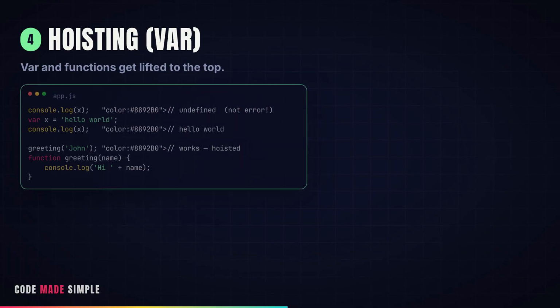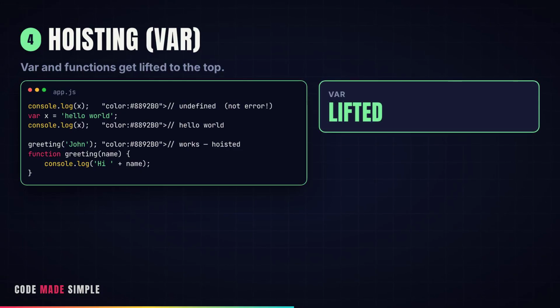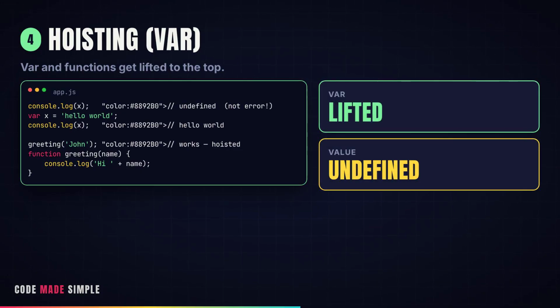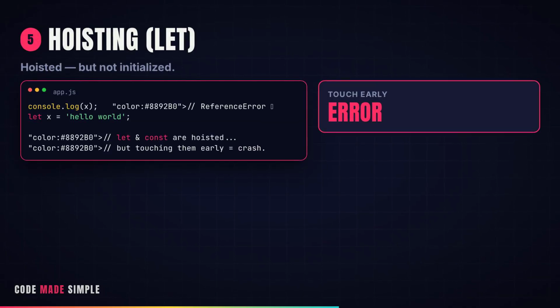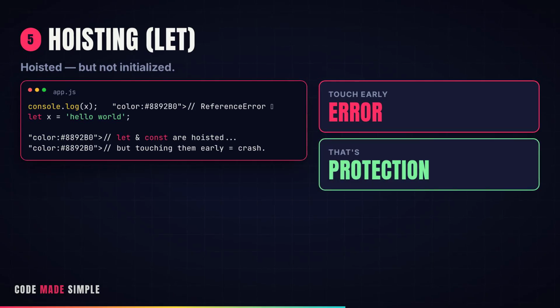Now, hoisting. Before your code runs, JavaScript scans the file and lifts every var and every function to the top. That's why you can call greeting before you write it. It's already in memory, waiting. But let and const, hoisted but not initialized. Touch them before their line runs and you get a ReferenceError, not defined.